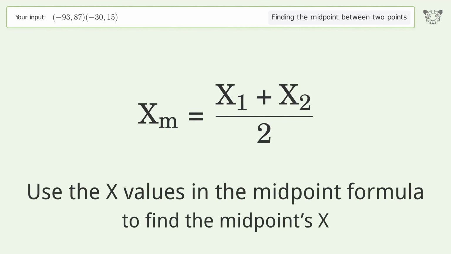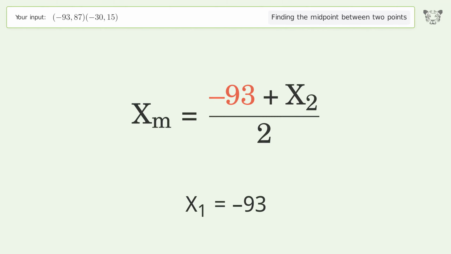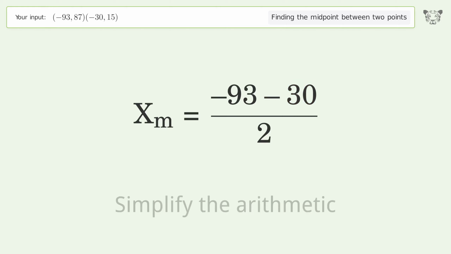Use the x values in the midpoint formula to find the midpoint's x. x1 equals negative 93. x2 equals negative 30. Simplify the arithmetic.